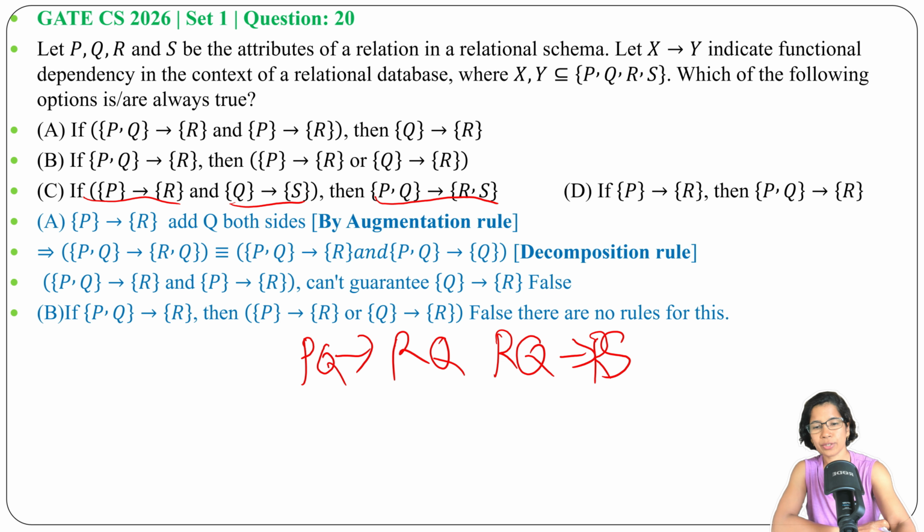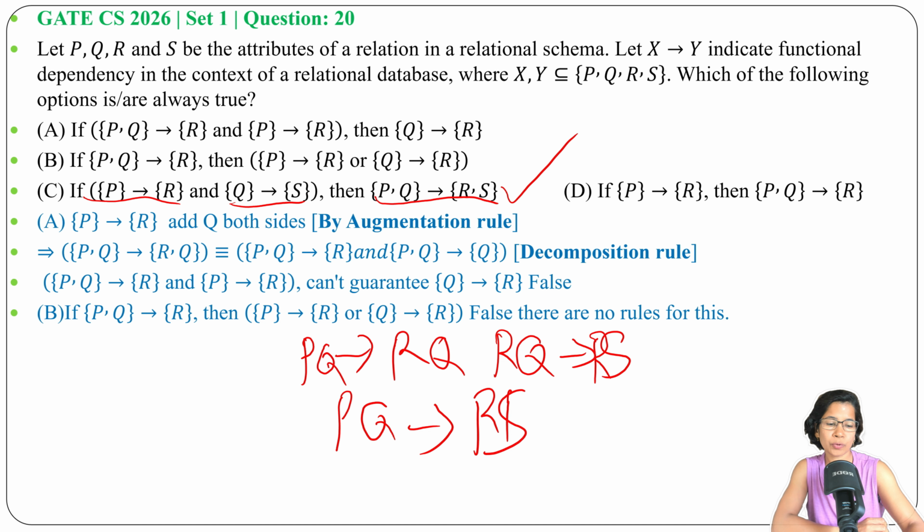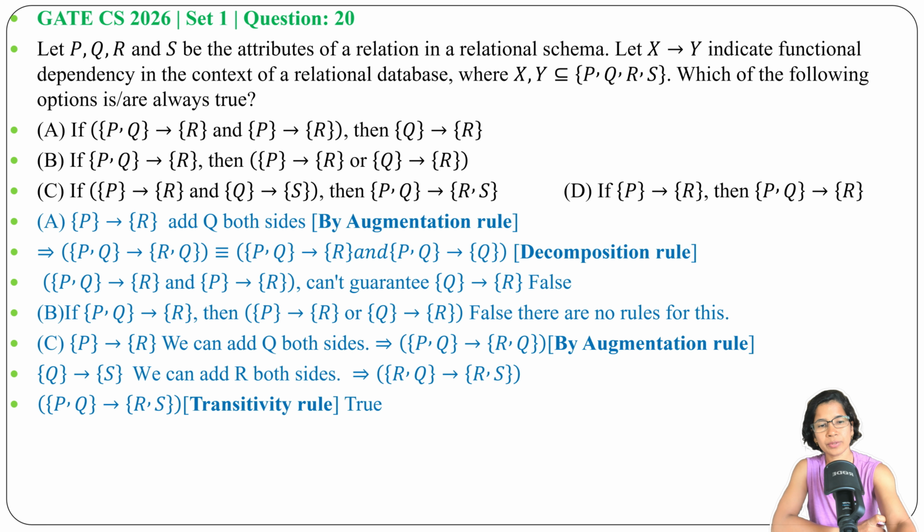We can add any attribute on both sides. That's by the augmentation rule. PQ implies RQ, RQ implies RS. Now by transitive, PQ implies RS. Hence, this is proved. Option C we can prove by augmentation and transitive rule. Option C is true. Next, we'll check option D.